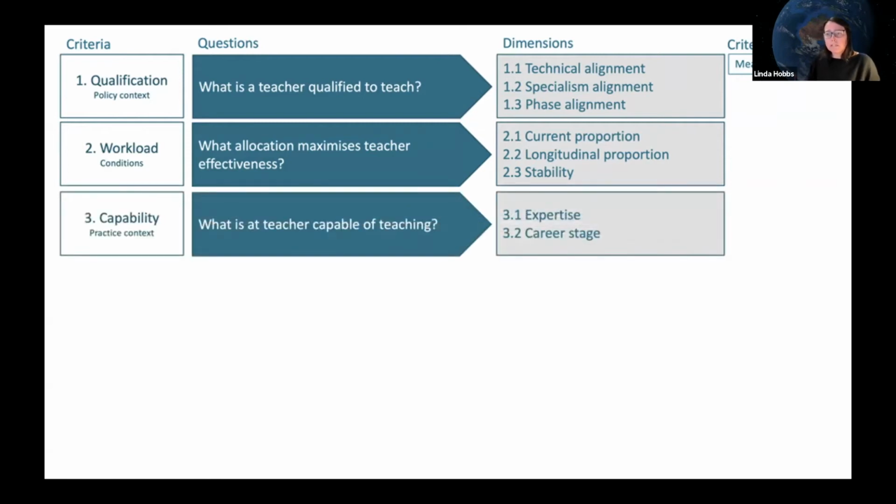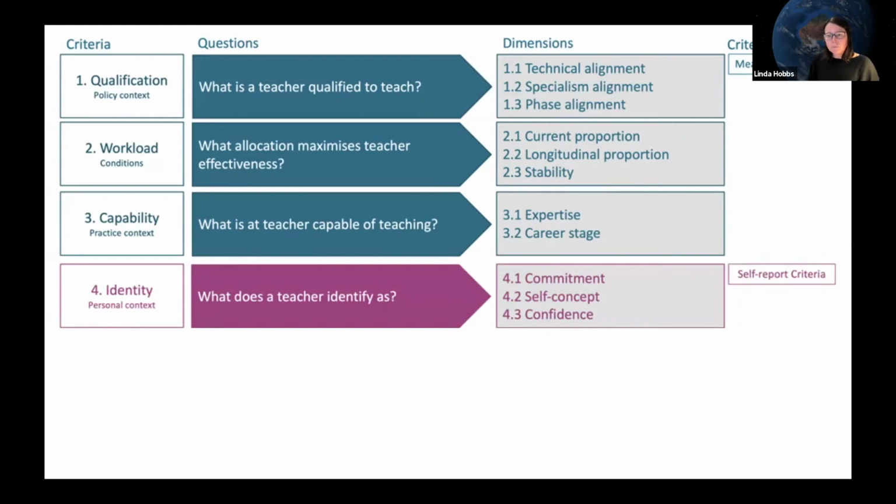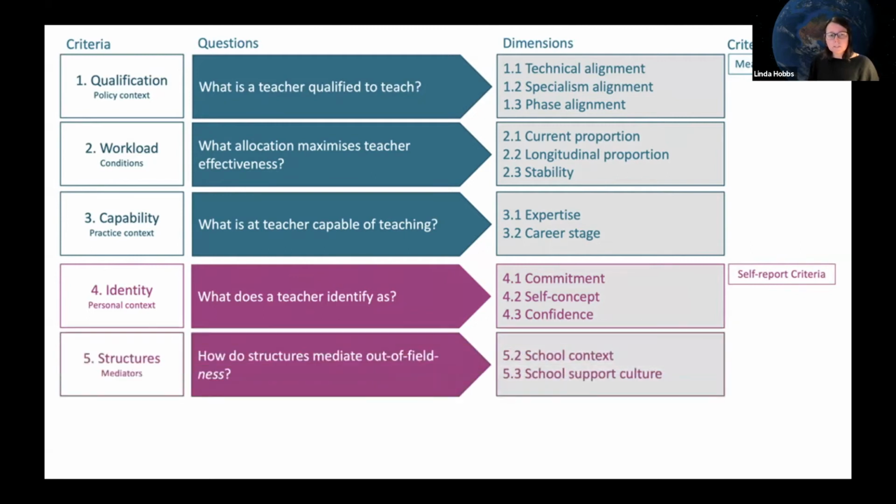Then the practice context refers to teacher capability. What is a teacher capable of teaching? Expertise and career stage come into play here. These are measurable criteria, so are quantifiable to some extent. Then we have more self-report criteria. Teacher identity is the personal context. What does a teacher identify as? There are a number of possible variables here, but commitment, self-concept and confidence are often used in research.